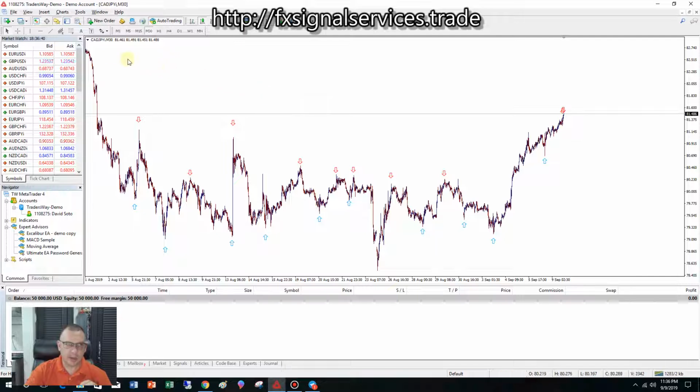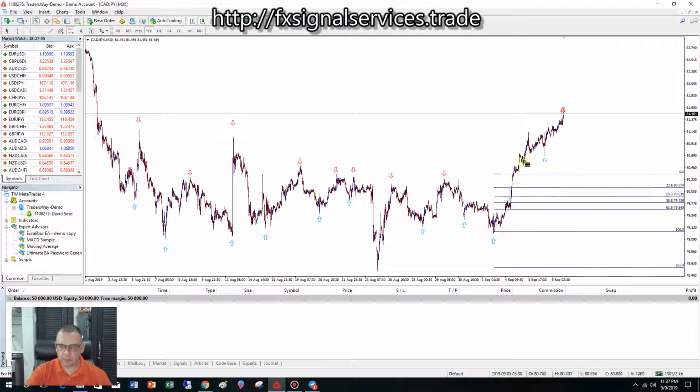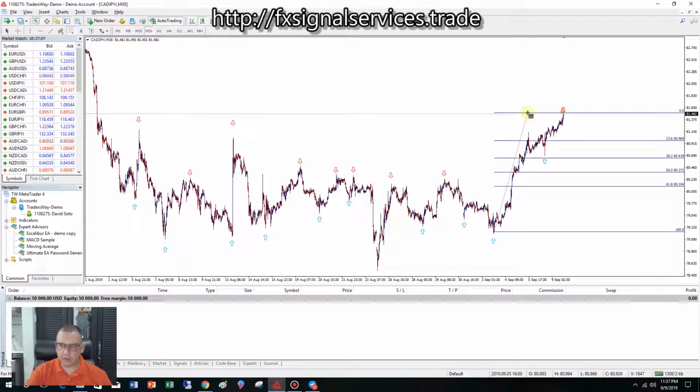So first of all, how I develop the signals for my signal services: I draw a Fibonacci retracement from a low point to the point where it is right now, from an opposite point to the point where it is now. I could draw from this arrow to this arrow, but I'm going to draw from this arrow to this arrow, and I'm going to show you why in a second, okay?